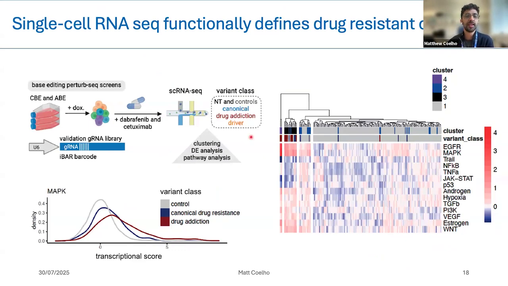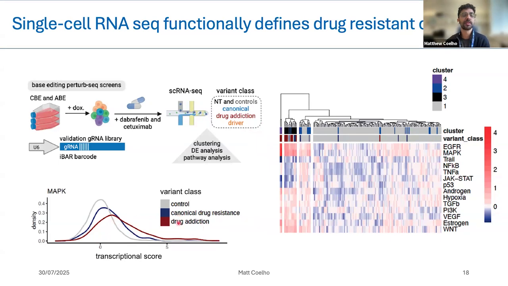So we can see here that each one of those 4 classes of mutations are represented, essentially apart from the sensitizing mutations, which we didn't include here. But what we can see from this clustering of all the transcripts from those cells with the different types of resistance mutations is that the drug addiction mutations in red actually have a much higher level of activation transcriptionally of these MAP kinase pathways. And that's shown here in this histogram as well.